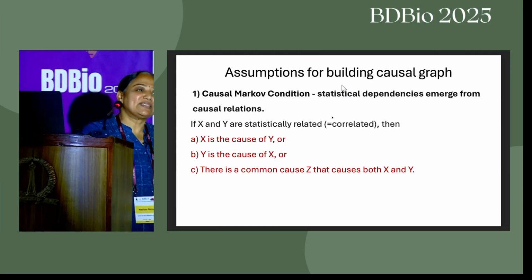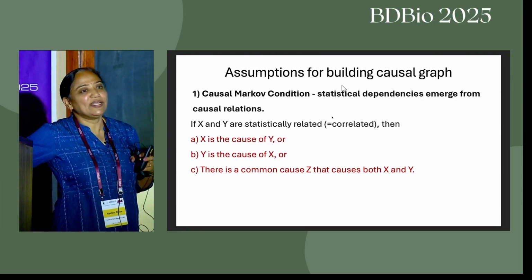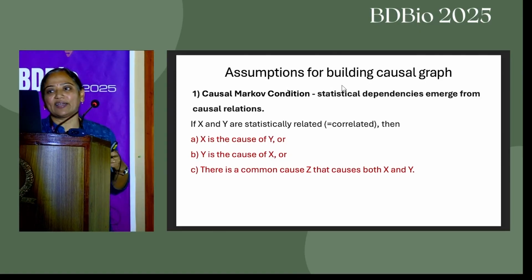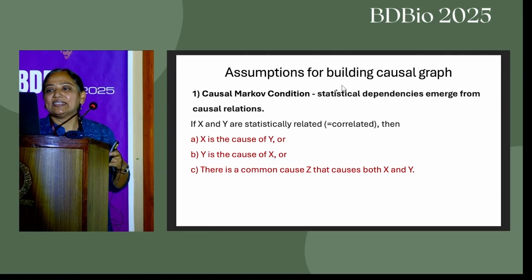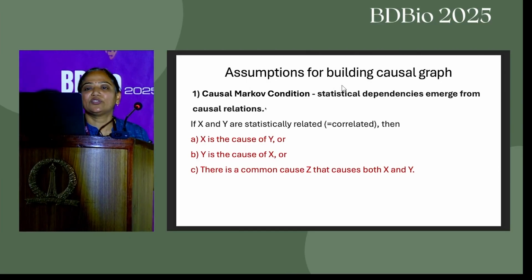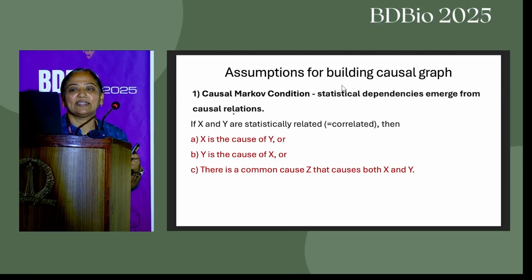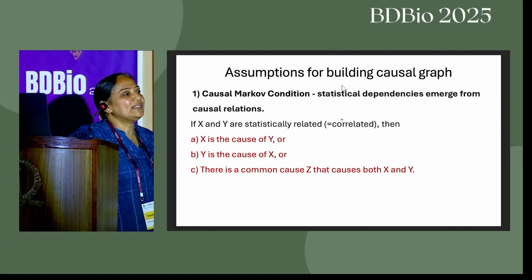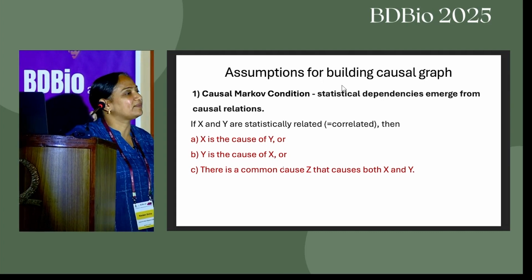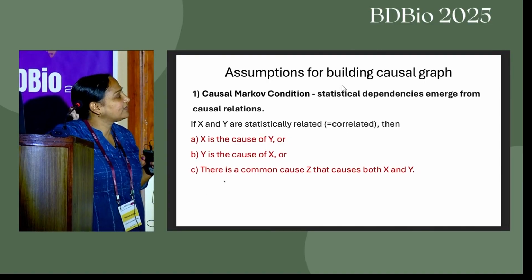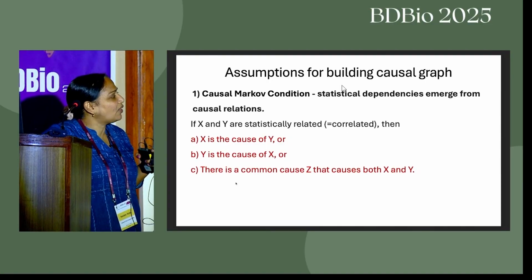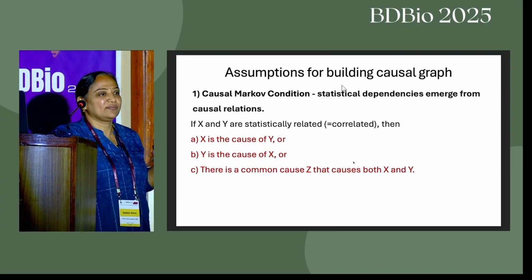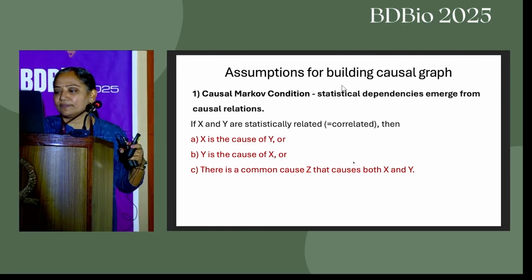Now there are some assumptions we have to make before we start building the causal graph. The very first one is the causal Markov condition. It says statistical dependencies emerge from causal relations. That is, I have two variables X and Y. If they are correlated, then one of these three should happen: X is the cause of Y, or Y is the cause of X, or there is a common cause Z that causes both. So this is the first assumption.